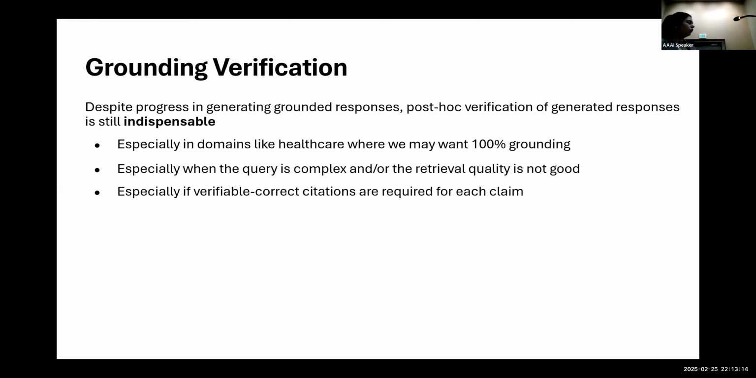Grounding verification. Till now we talked about how to do grounding generation, but there is also an important part of grounding verification, where we need to identify whether the generated answer or the claims are true or not. Why is this important? It is important for healthcare, if a query is complex, and if we want to verify, like the example we saw earlier about blood pressure, and also the law example.